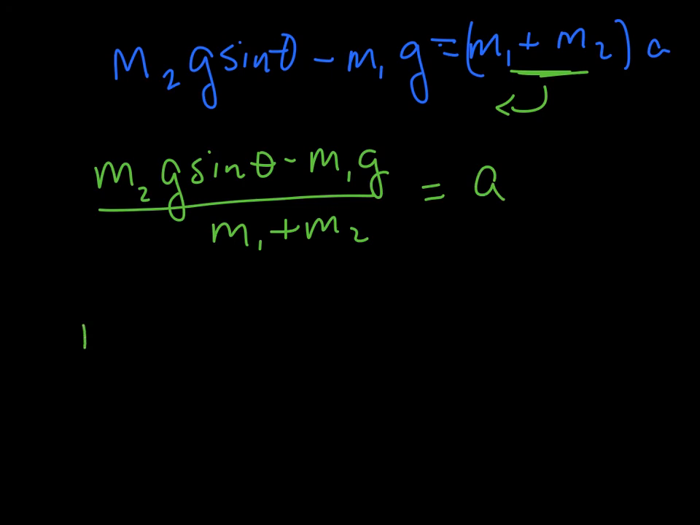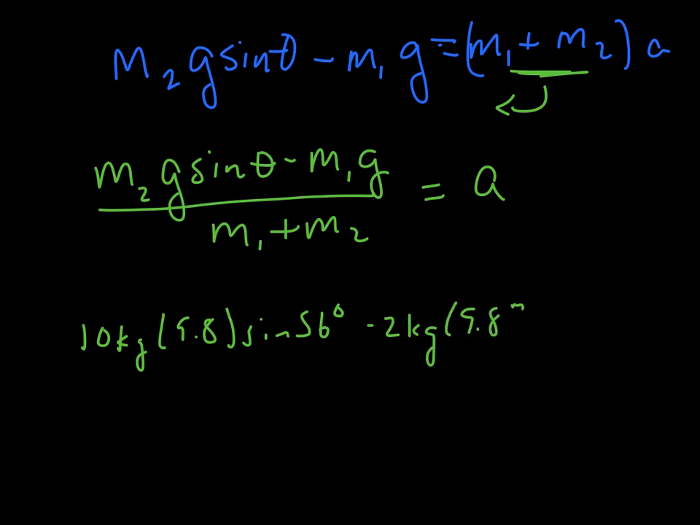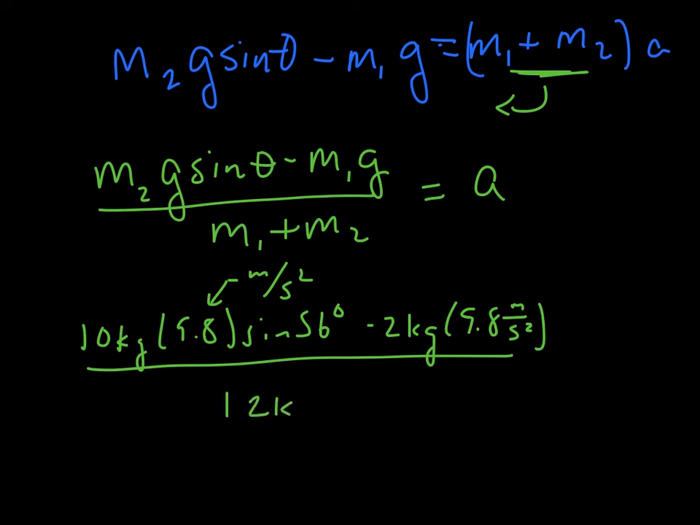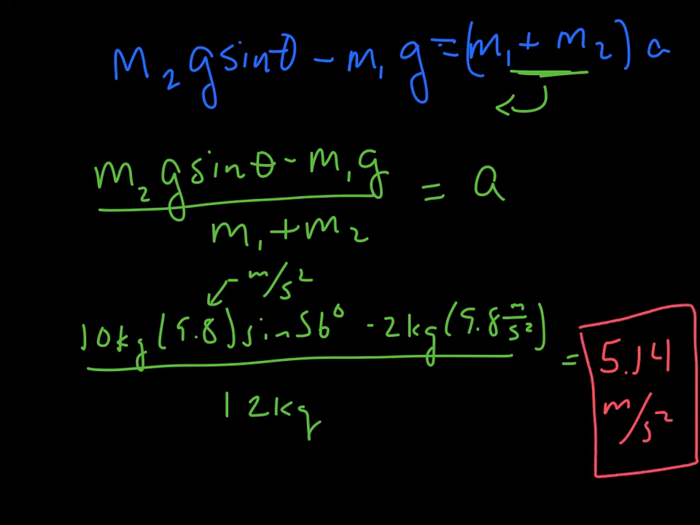So let's plug in our masses. We've got 10 kilograms times 9.8 sine 56 degrees minus 2 kilograms times 9.8. This is meters per second squared. This one here also meters per second squared. That was a very bad habit I did. Over 12 kilograms equals your final result of 5.14 meters per second squared. And that is how you work the block on a ramp problem.